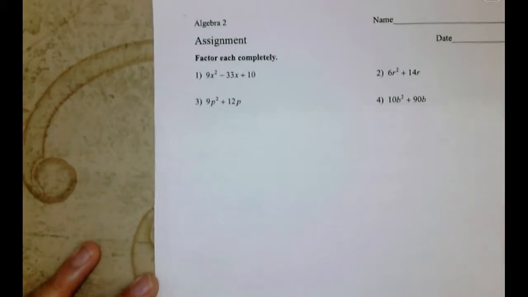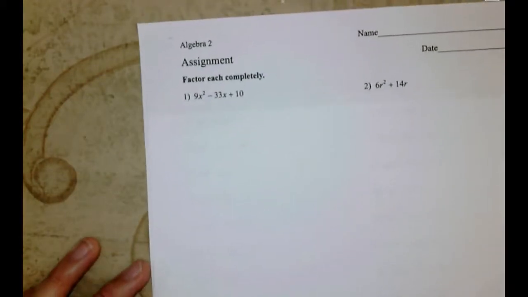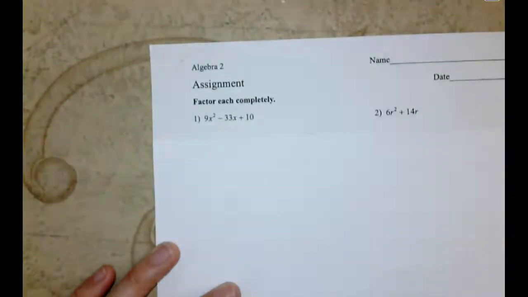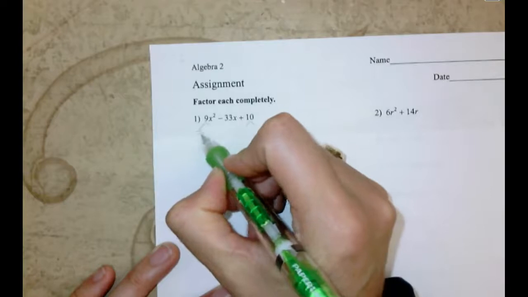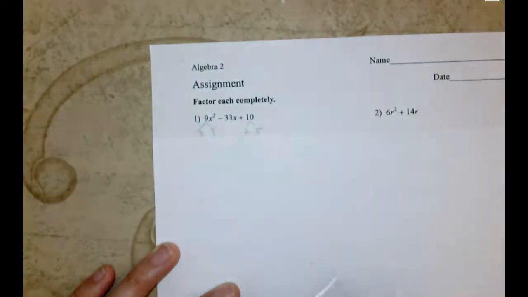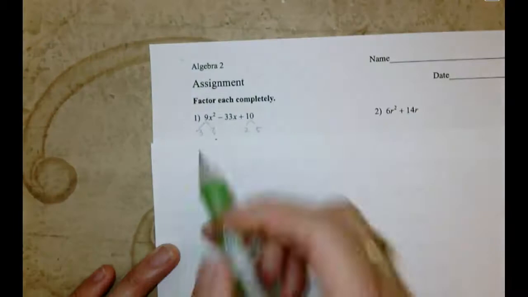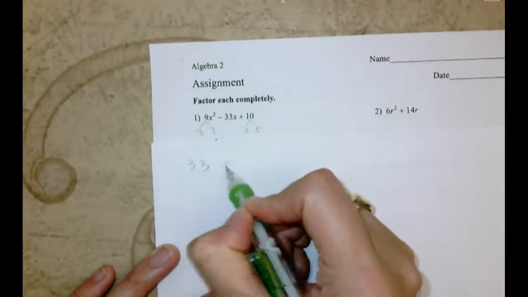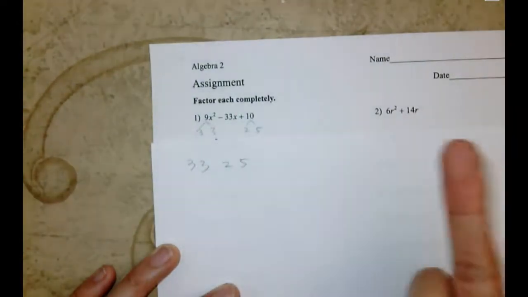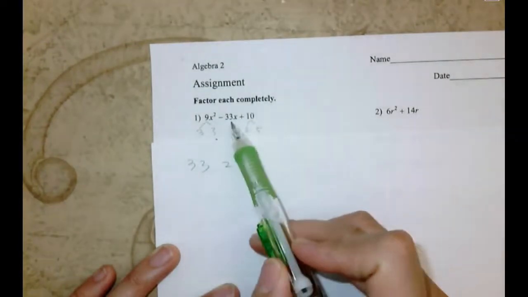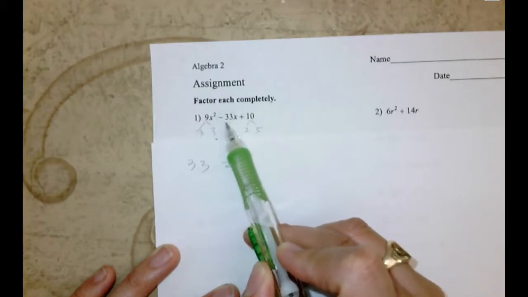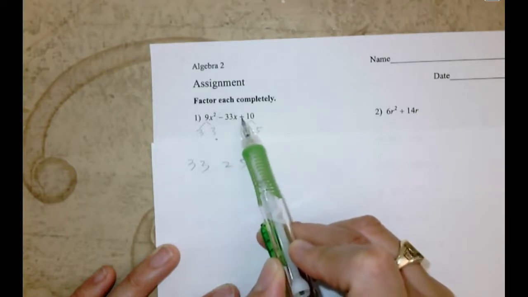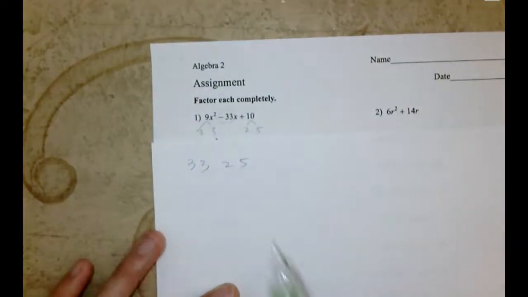Okay, so let's start with number 1. All right, so you have to find all the factors of the first and last terms. So this is 3 and 3, and this is 2 and 5, right? So now you're using all these numbers, you have to find the two numbers that add to negative 33. Now this is positive and this is negative. That means that both numbers are going to be negative, right? Negative times negative is plus. So you have to look for the two numbers that actually add up to 33.